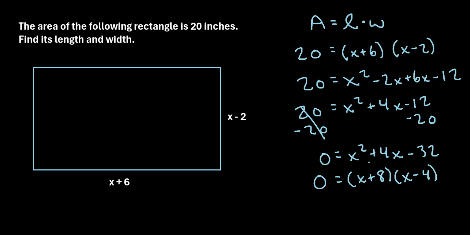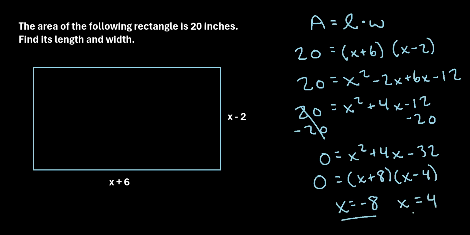And we can solve for x. So we'll notice that if either of these parentheses is equal to 0, this whole right-hand side would become 0. So for this parentheses to be equal to 0, x would have to be equal to negative 8. So one of our solutions is x is equal to negative 8. And for this parentheses to be equal to 0, x would have to be equal to 4, because we would have 4 minus 4, which is 0. So our other solution is x is equal to 4.